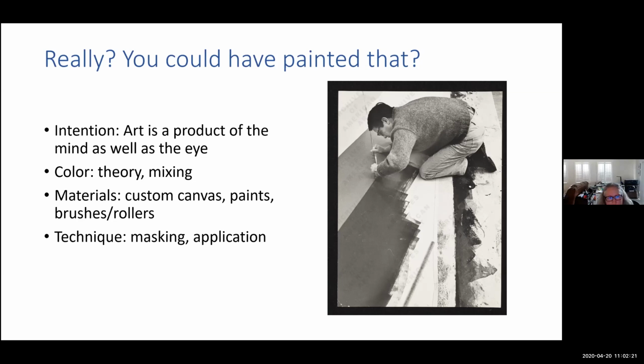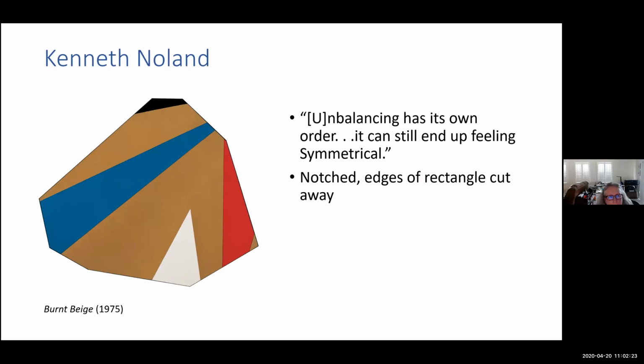So let's look at one more painting by Kenneth Noland. Again, he's used a shaped canvas, but he's oriented his stripes in a different way than he did on the previous one. He calls this one Burnt Beige. I love this. He's got these fields of this beige color and then this little corner of the beige color over here. And notice this is one of his quotes. So unbalancing has its own order. It can still end up feeling symmetrical. And I feel like this work epitomizes that.